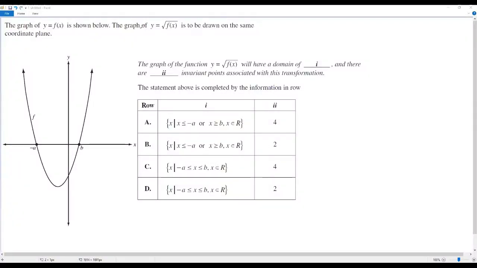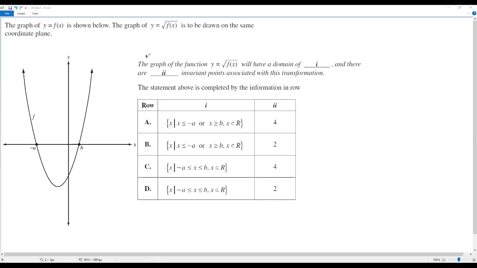Here we have a pre-calculus question. Okay, let's go over the question. The graph of y equals f of x is shown below. The graph of y equals square root of f of x is to be drawn on the same coordinate plane. Okay, so here we have the parabola for the graph of y equals f of x.